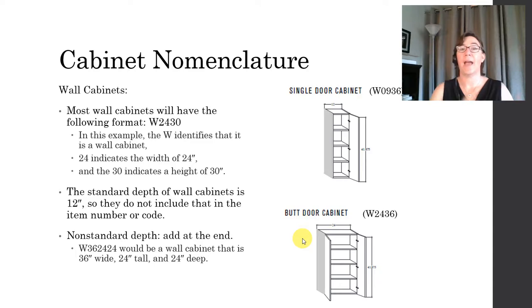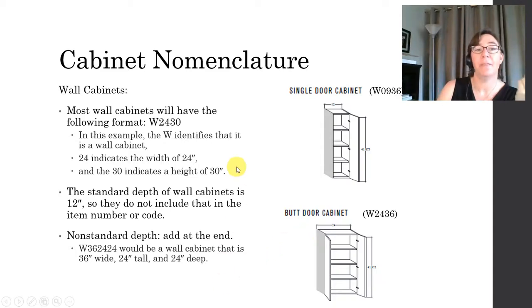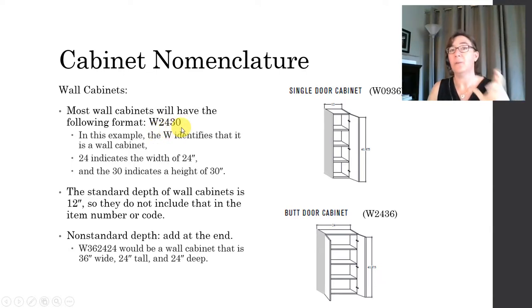So let's take a look at your wall cabinet nomenclature. Most wall cabinets are going to have this format. It says W, then it's got two groups of two numbers. This one says 24, 30. The W identifies it as a wall cabinet, 24 is the width and 30 is the height. Most wall cabinets have a standard depth of 12 inches, so they just leave that off. They don't put the depth into the nomenclature.